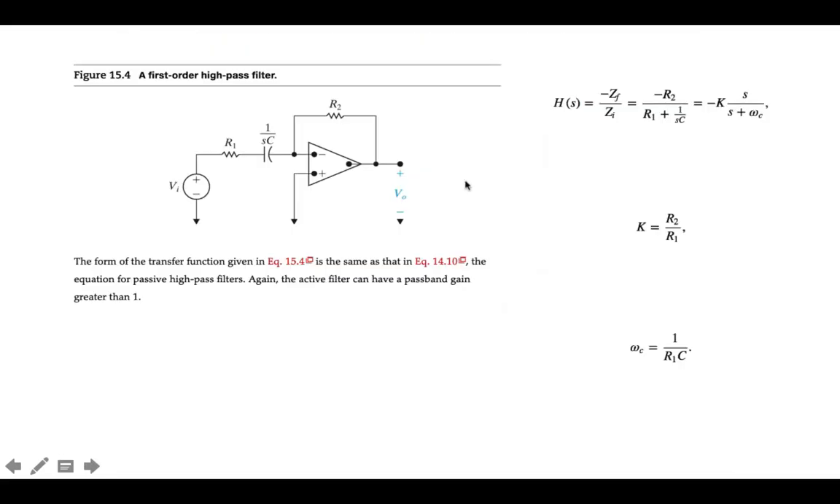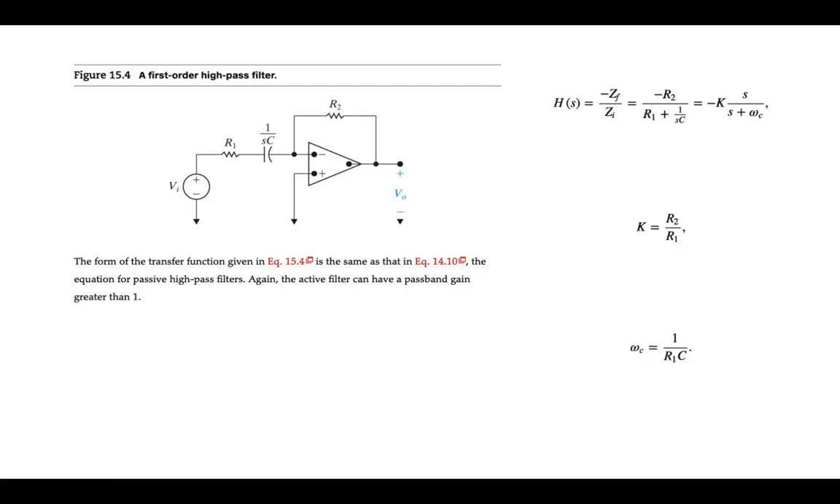A high-pass filter has a slightly different circuit configuration. Connected to the inverting input would be a resistor in series with a capacitor, with a single resistor in the feedback loop. We can write the expression for the transfer function using the general feedback over input impedance ratio.